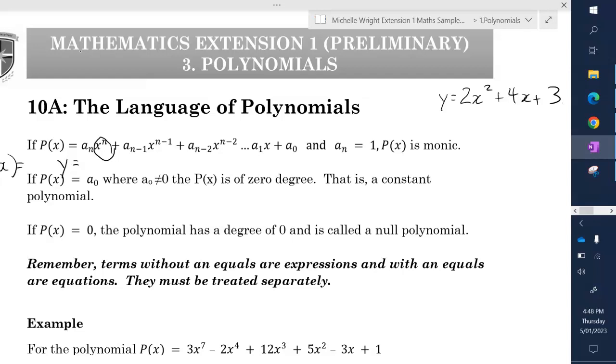The same as with the cubic. We'd always write a cubic as, for example, x cubed. We'd have our squared term next. I'm just making one up here. We'd have our single term next, and then our last term. Obviously, some of these terms might be missing.